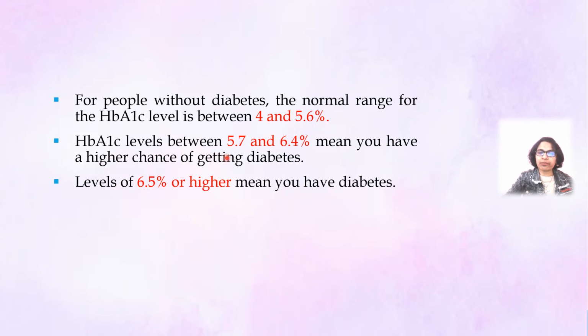An HbA1c level between 5.7 and 6.4 percent means you have a higher chance of getting diabetes. That is also known as the pre-diabetic condition. In the pre-diabetic condition, there is frequent fluctuation of this A1C level. Sometimes it may be between 5.7 and 6.4 percent. Levels of 6.5 percent or higher mean we have diabetes.